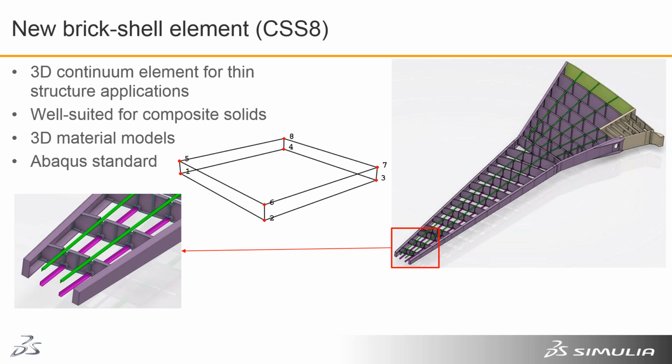Sorry, I was absolutely guaranteed to get that wrong. A plane stress behavior through the thickness. The new brick shell element, CSS8 element, has full 3D behavior through the thickness, which improves its accuracy. It's a better element, and as you'd imagine, is well suited for modeling composite solids. It's only available in Abaqus Standard.